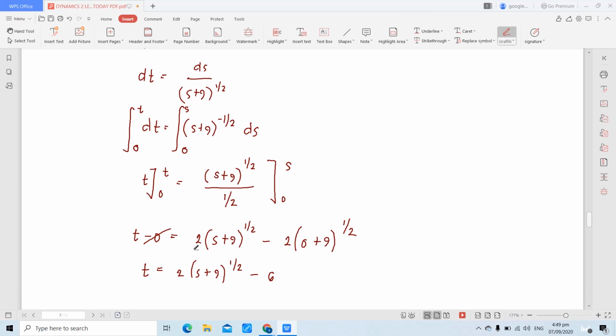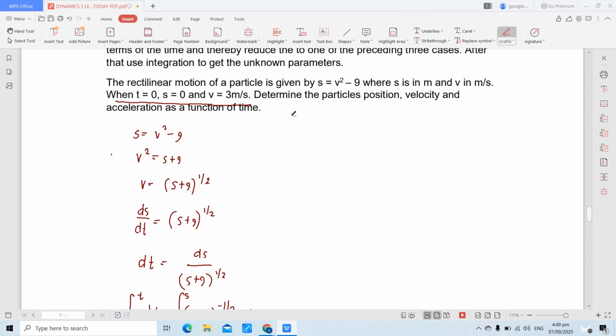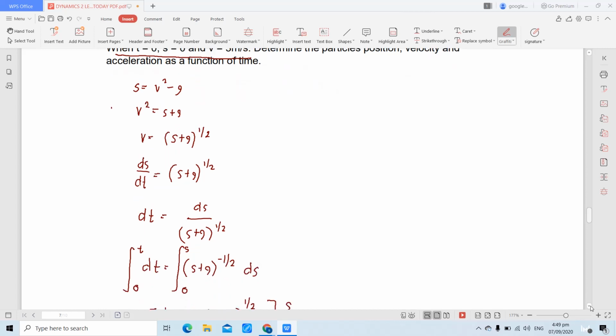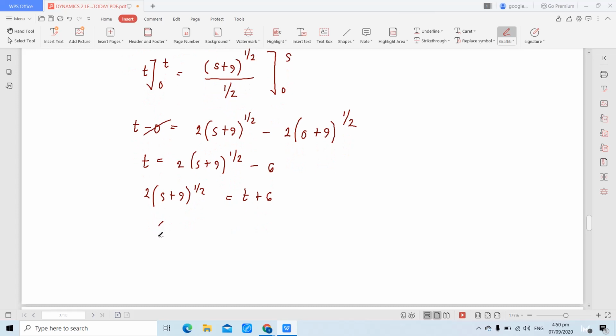Tama po. So, lipat natin sa kabila. Ang sabi dun sa requirement, the position as a function of time. So, dapat s naka-equivalent kay time. So, s lang dapat yung matitira sa side na to. So, lipat natin lahat. Magiging 2 times quantity s plus 9 raised to 1/2 equivalent kay t plus 6. Divide both sides by 2. Tama? So, that is s plus 9 raised to 1/2 equivalent to t plus 6 divided by 2.